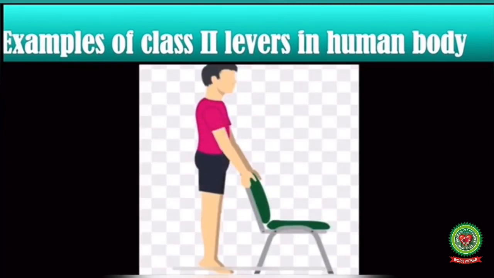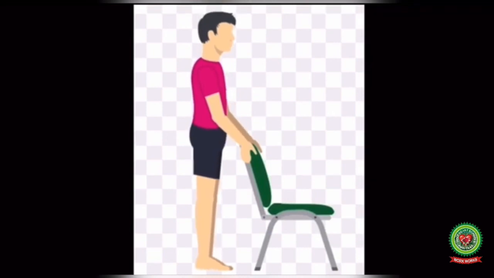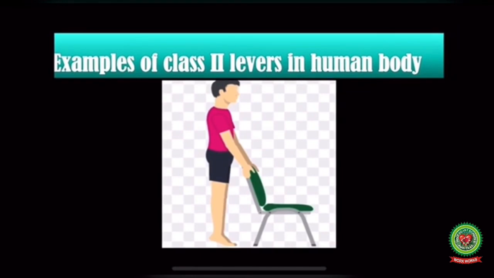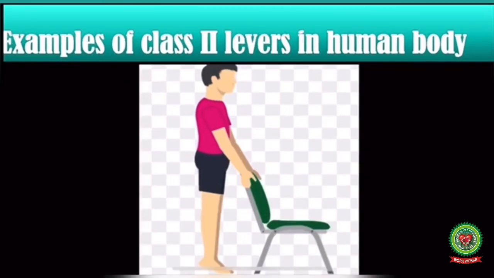Next is example of class 2 levers in human body. Raising the weight of body on toes is an example of class 2 levers in human body. In this case, load acts vertically downward from the middle of our foot. Toes are the point about which we are able to move our body, and effort is felt by the muscles at the other end, here. So this is an example of class 2 levers in human body, as load is in between effort and fulcrum.